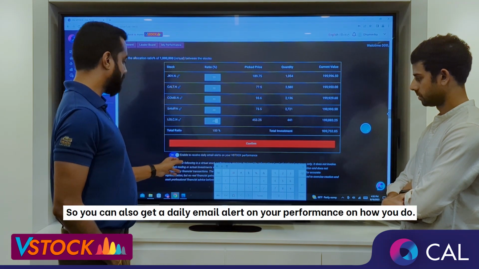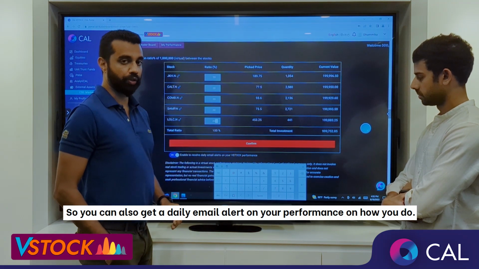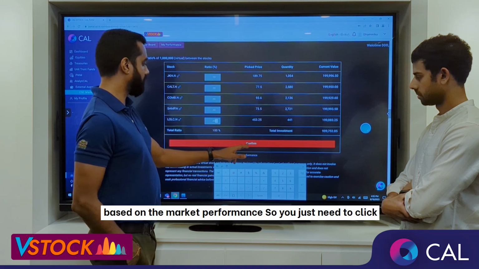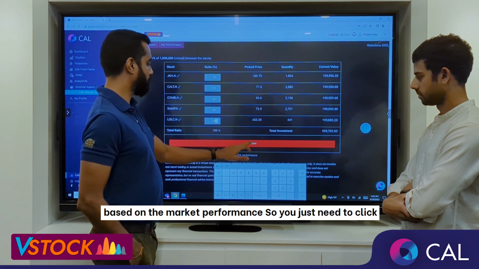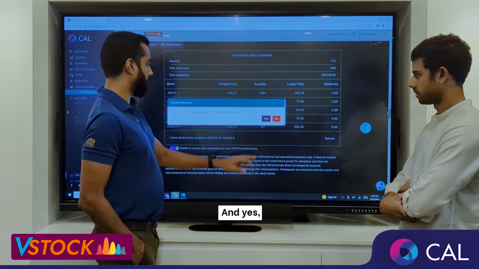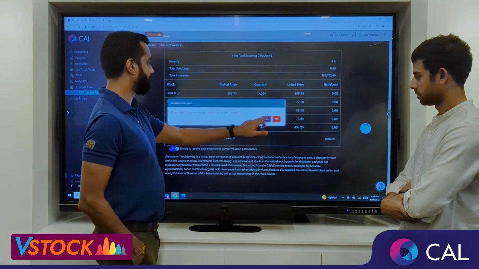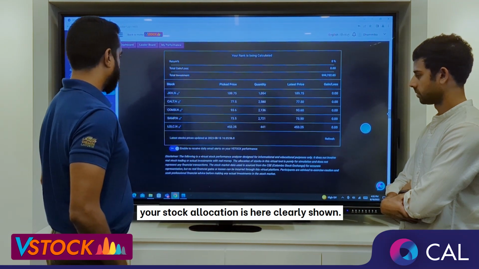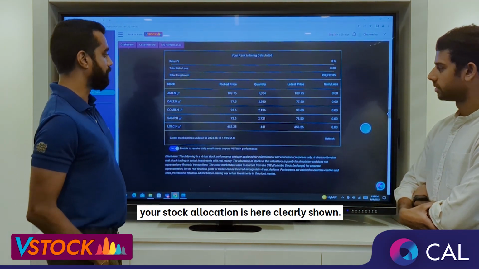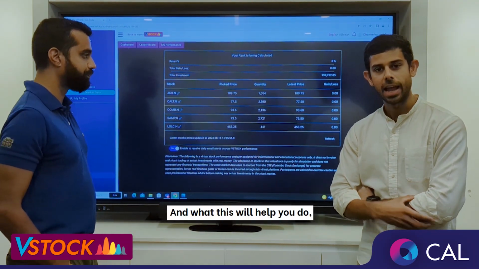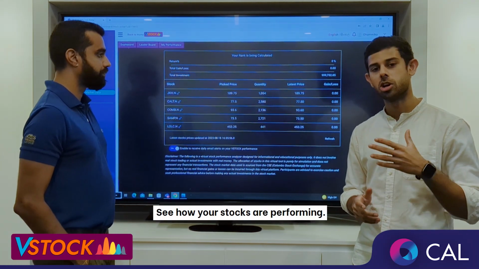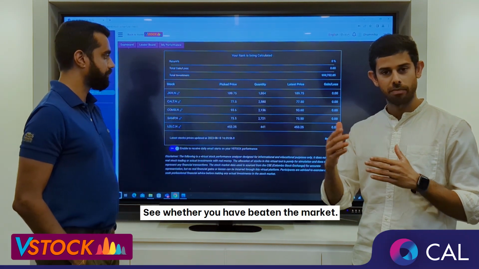You can also get a daily email alert on your performance, based on the market performance. You just need to click confirm, and yes, I would like to get the alert, and then your stock allocation is clearly shown. This will help you track the market, see how your stocks are performing, and see whether you have beaten the market.